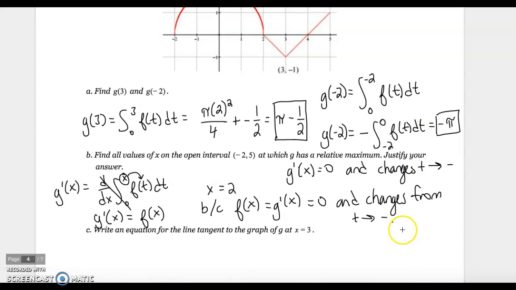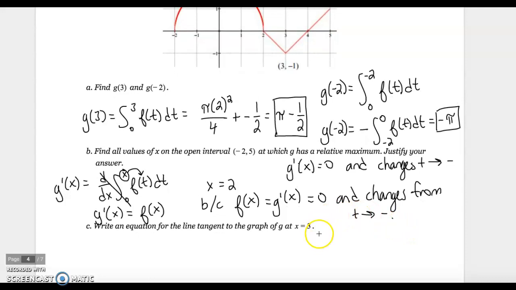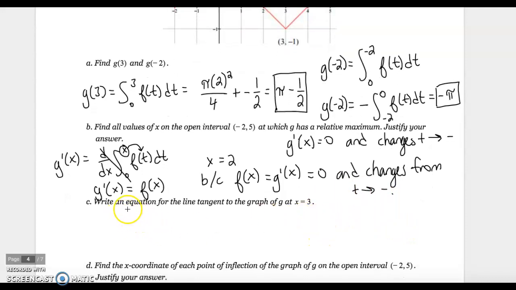Part C says write an equation for the line tangent to the graph of g at x equals 3. First thing you should write down when you see equation of a tangent line is y minus y1 equals m times x minus x1. Our x1 is going to be 3 because they give it to us. Y1 is going to be g of 3 because I'm finding the equation of the tangent line to g, so g of 3, which we luckily already figured out in part A. G of 3 is pi minus 1/2.